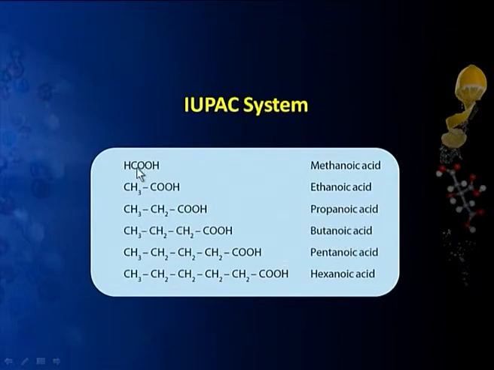These are the names of some simple carboxylic acids. HCOOH, it's a 1 carbon acid, means derived from methane. Its IUPAC name is methanoic acid. CH3COOH, 2 carbon acid, means derived from ethane. This is named as ethanoic acid. Similarly, propanoic, butanoic, pentanoic, and the 6 carbon acid is called hexanoic acid, and so on.